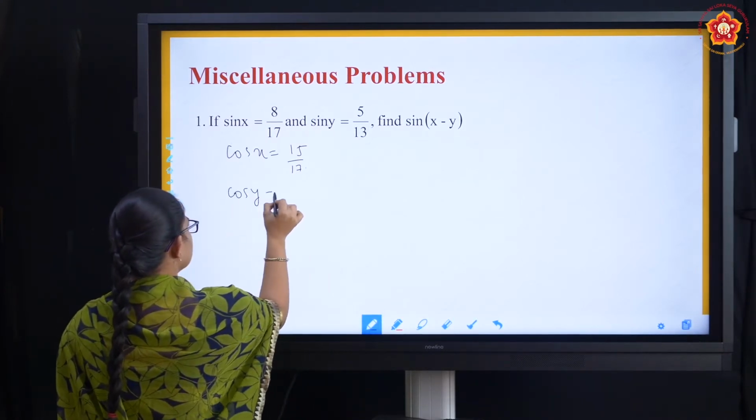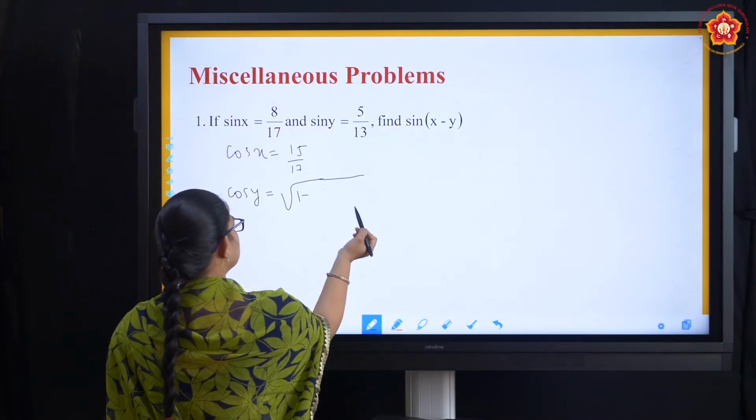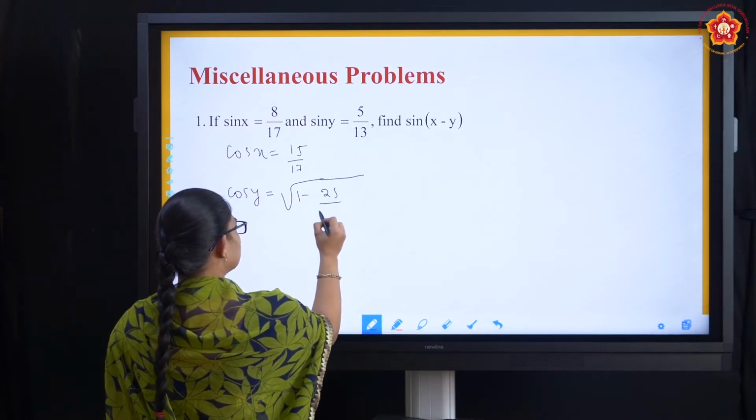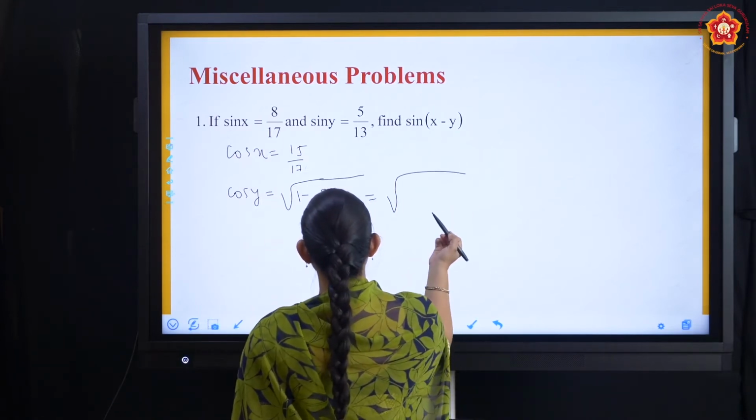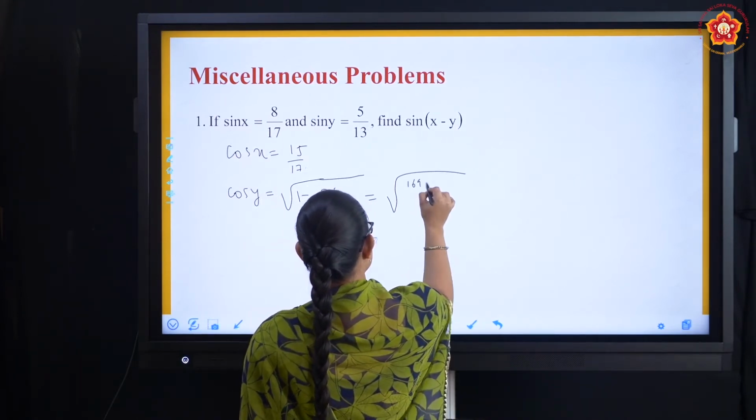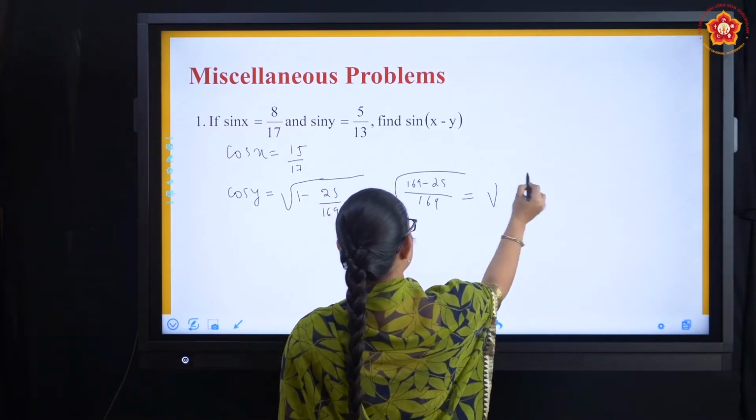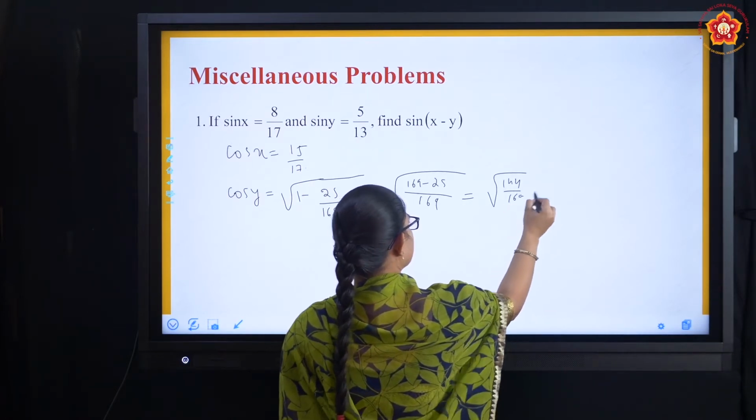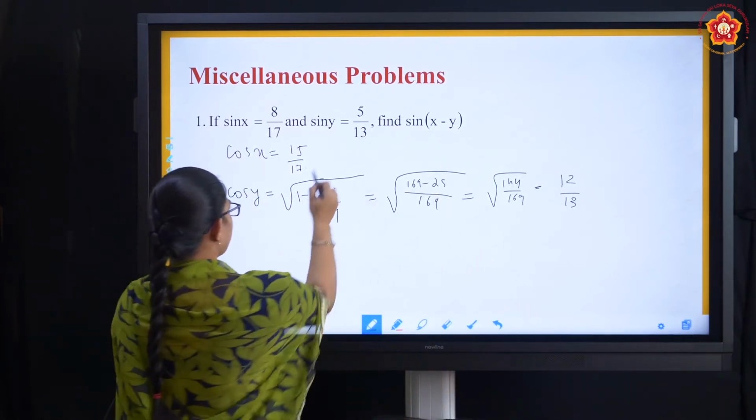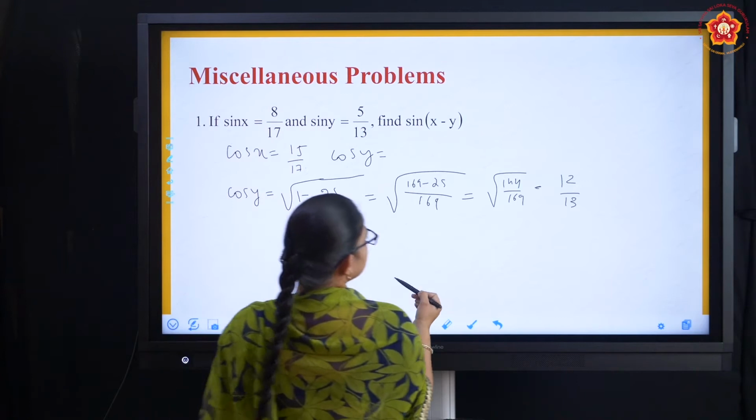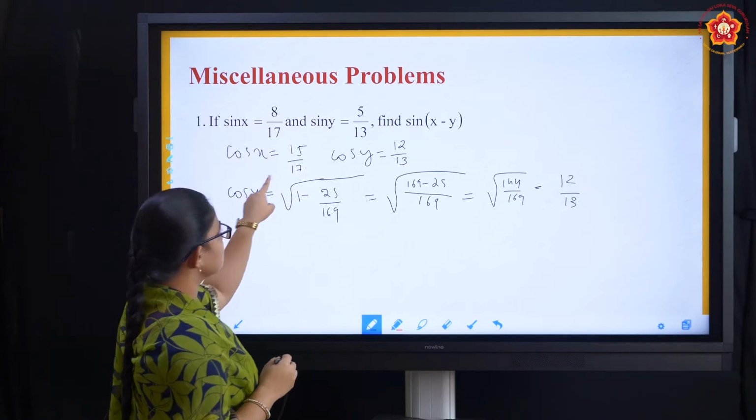So cos y is nothing but square root of 1 minus sin square y. So that is 5 square by 13 square, 5 square is 25, 13 square is 169. So simplify this, that is square root of (169 minus 25) divided by 169, which is nothing but 144 by 169, that is 12 by 13. So we have cos y as 12 by 13. Now we know sin x, sin y, cos x, cos y.